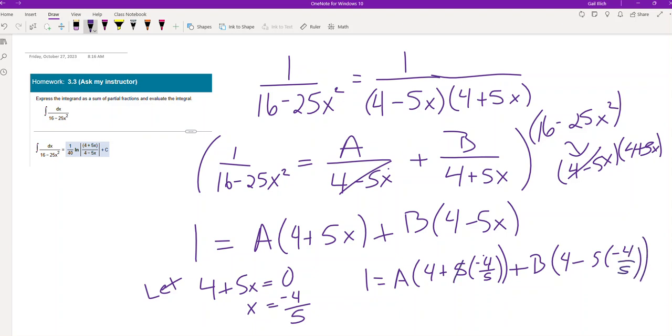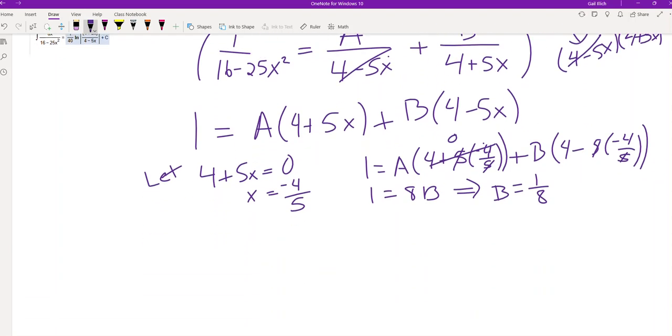And then the 5's cancel here, and 4 plus negative 4 is 0, so the A term is going to cancel out. Then you'll get 1 is equal to, here the 5's cancel, but you'll have 4 minus negative 4, which is 8, so you'll have 8B. And so if you divide by 8, you'll get B is equal to 1/8.